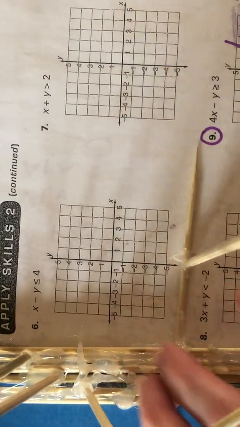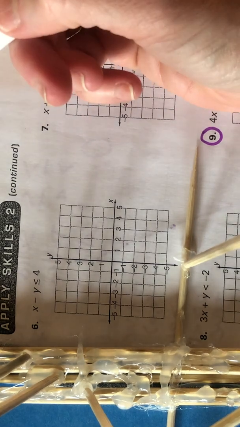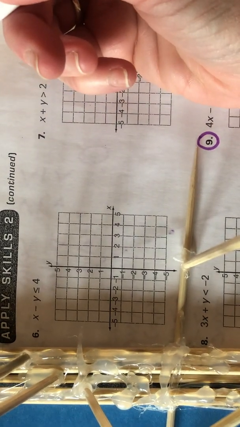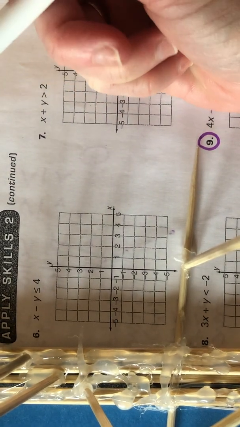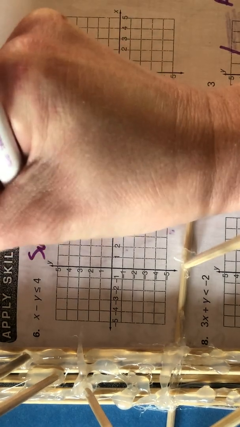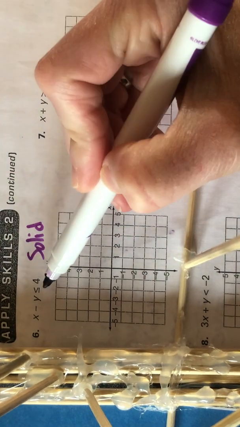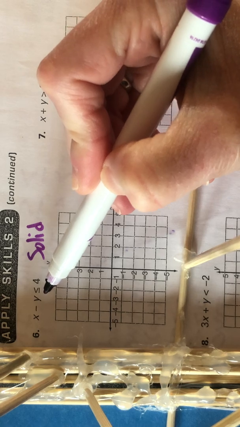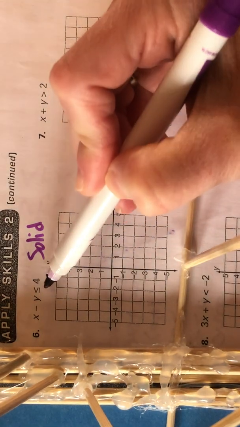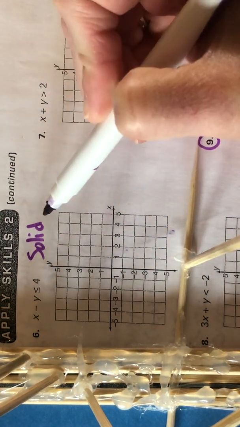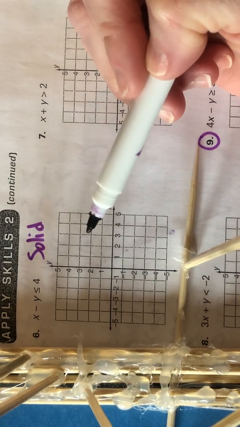So the first thing I'm going to do is determine whether the line I'm sketching is going to be dotted or whether the line I'm sketching is going to be solid. This one is going to be a solid line because my inequality has an or equal to as part of this. So this is saying x minus y is less than or equal to 4. So I'm going to create a solid line here.